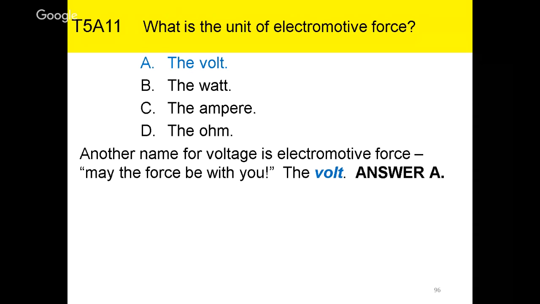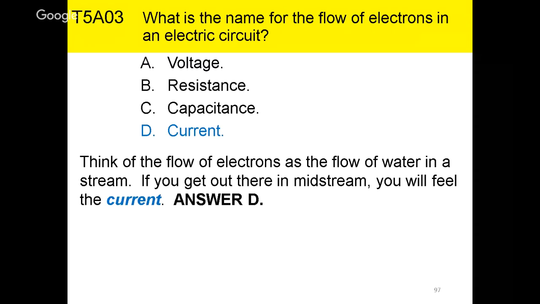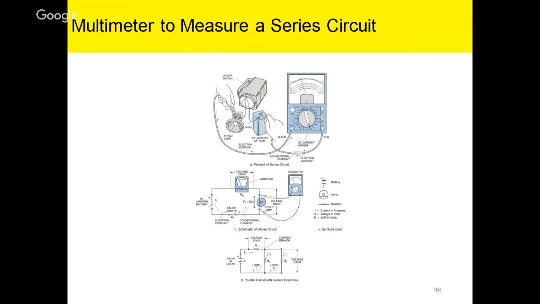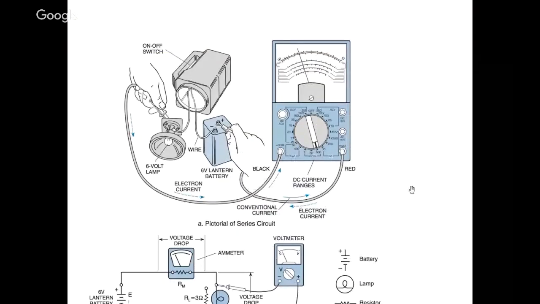A is your answer. Of course, the name for the flow of electrons in an electric circuit is current, and it's measured in amps. Current is measured in amps. And here's a way that we set up how to test. If you want to see what the current is, make sure that your meter is set properly. You have the leads plugged in properly, and what they've done here is pulled out.